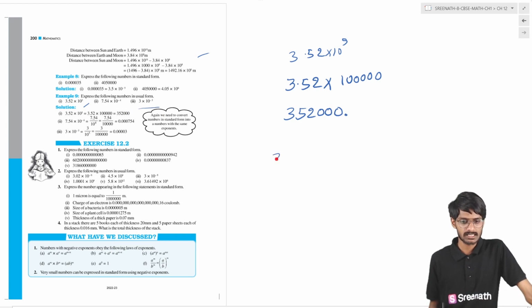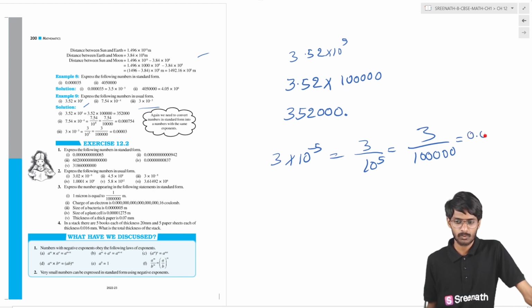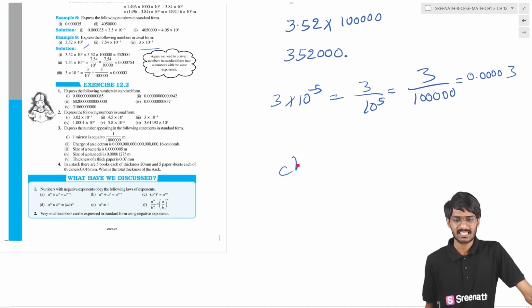Now take 3 into 10 power minus 5, which means how much? That is 3 divided by 10 power 5, which means after 1 there are 5 zeros: 1, 2, 3, 4, 5. Whenever there are 5 zeros, the dot will shift left 5 digits. So that is 0.00003. It has shifted towards the left like this, students. So this is the thing. We have completed the chapter. Our chapter is completed.